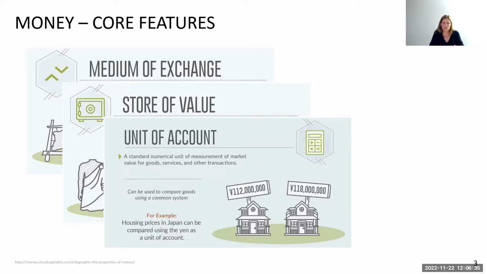Third one, unit of account. You can use money to measure the market value for goods, services, and other transactions. So you can compare goods with money. For instance, here, housing prices in Japan can be compared using the Japanese yen as a unit of account. So once these three core features are fulfilled, medium of exchange, store of value, unit of account, we can say, okay, this asset is considered money. If not, we can exclude it from further discussion.